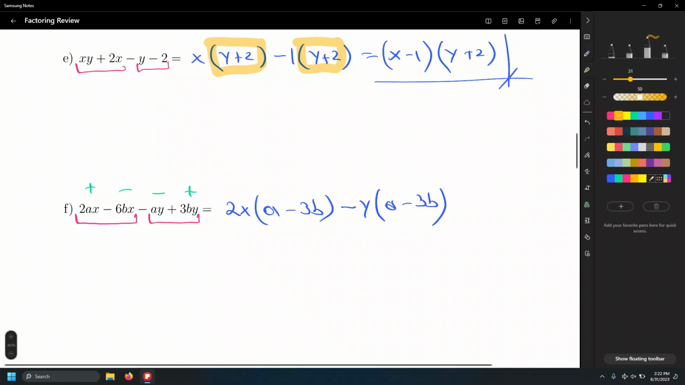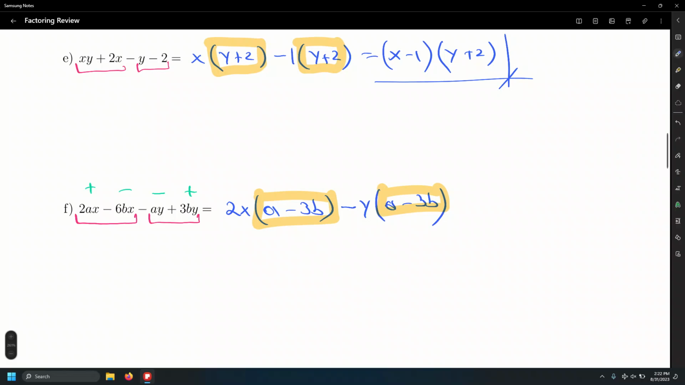And hopefully at this point you get the whole gist of this. It's the greatest common factor of each individual group, and then an overall greatest common factor like this, right? And I will keep boxing and highlighting so you can see how we are factoring. So that's going to leave us with 2x minus y times a minus 3b. And that's final answer.